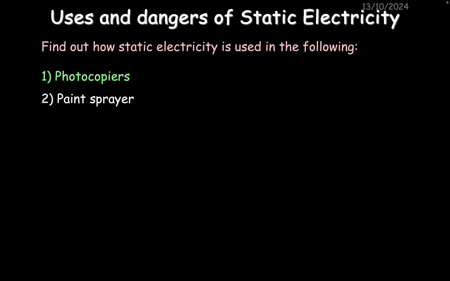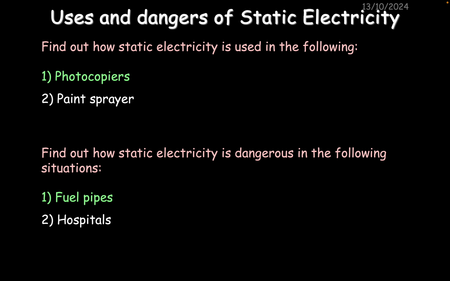As well as photocopiers, you can also use static electricity for spraying paint on cars. If you make the body of a car a certain charge and the paint the opposite charge, you'll get a smoother finish to the paint that you're spraying on the vehicle. The dangers are fuel pipes. You should always switch off your engine, because if you get a spark, it can cause an explosion, just like the spark that I showed you in the opening slide in the PowerPoint.